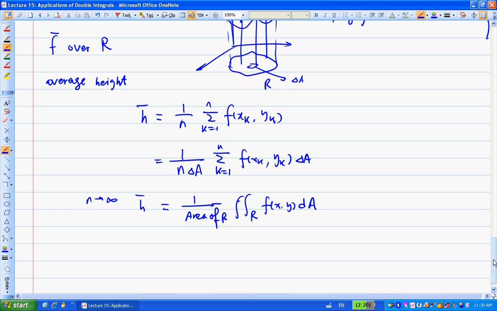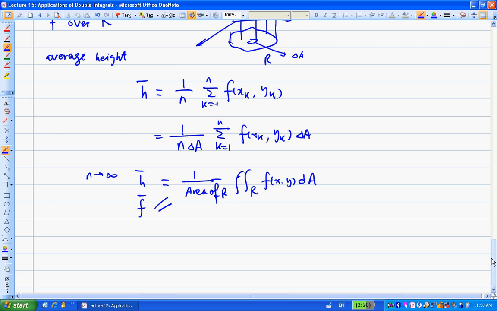Any questions? Instead of calling this h here, this is also f bar, same thing. I'm just using the height as a physical quantity, average height as a physical quantity. So this is average height. Now, what about the other physical meanings?